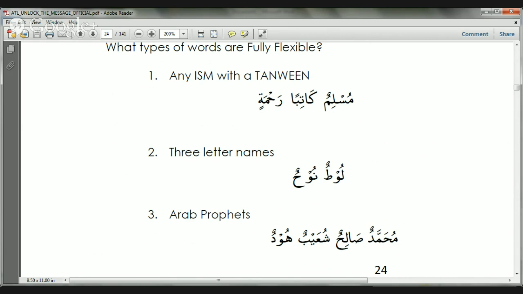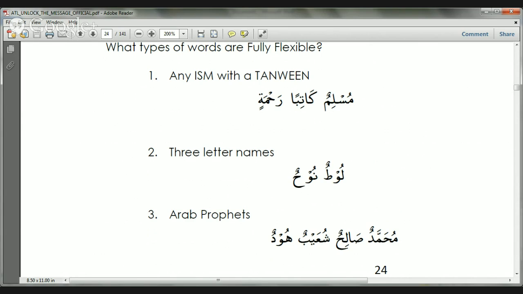And the Arab prophets are, number 1, Muhammad sallallahu alayhi wa sallam, Rasulullah sallallahu alayhi wa sallam. Number 2 is Salih alayhi salam. The third is Shu'aib alayhi salam. And Hud alayhi salam. Now let me ask you, what was the second category of words I said was going to be fully flexible? That's what my question was. Why is Hud not in the second category?